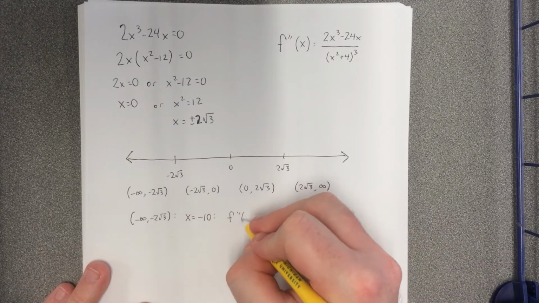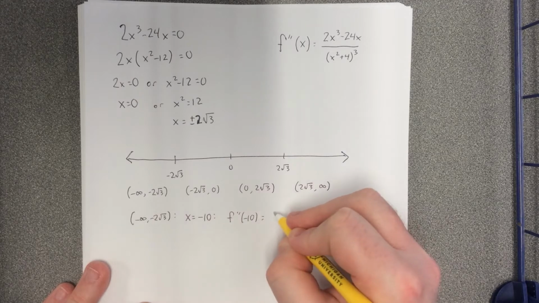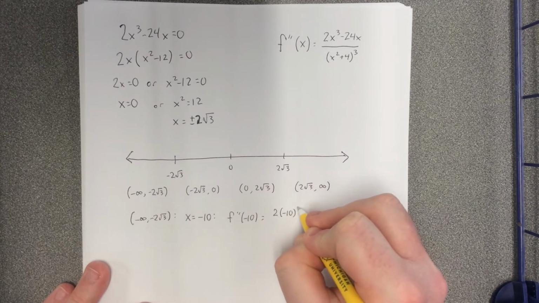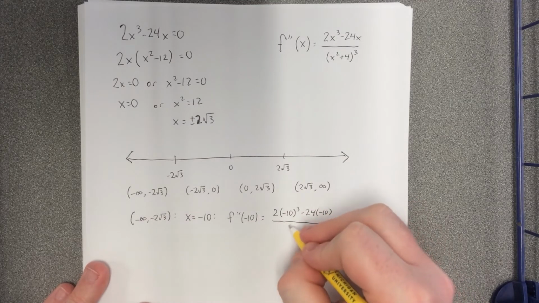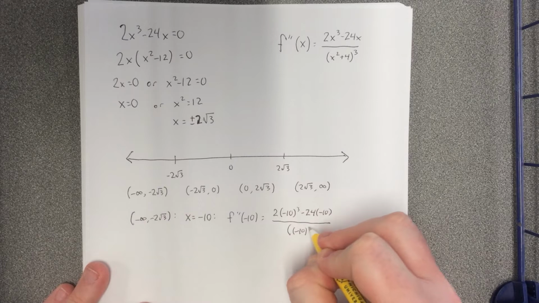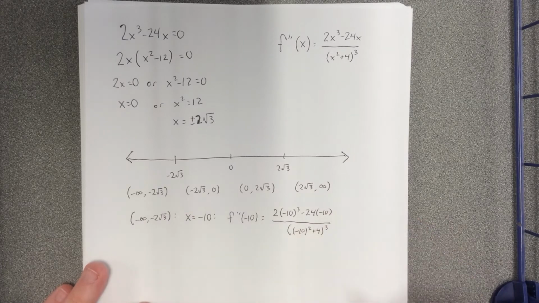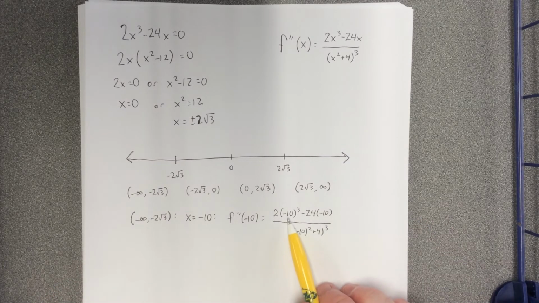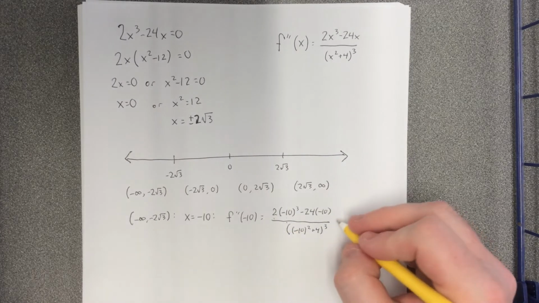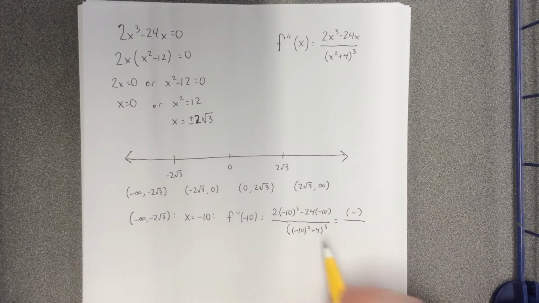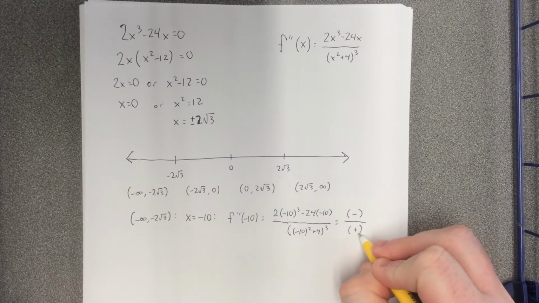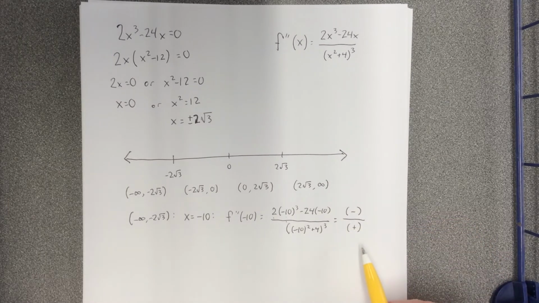So f double prime of negative 10 is going to be 2 times negative 10, quantity cubed, minus 24 times negative 10. This is all over negative 10 squared plus 4 cubed. This number is negative 1,000, multiply by 2, we get negative 2,000. Then we're going to add 240 to that. That is still going to be delightfully negative. Your denominator is 104 cubed. As much fun as that sounds to do in my head, nah, I'll leave it for later.